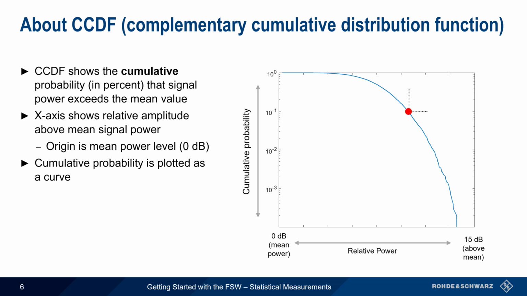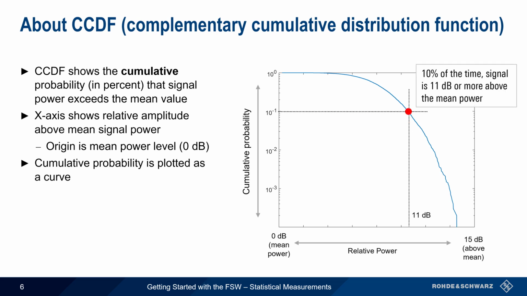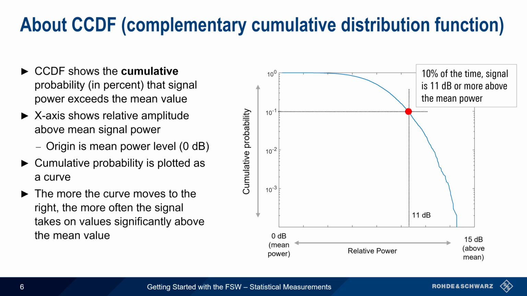For example, this point along the graph indicates that 10% of the time, the measured signal was 11 dB or more above the mean signal power. Therefore, the more a CCDF curve moves to the right, the more often the signal takes on values that are significantly above the mean value, and thus the higher the crest factor or peak-to-average power ratio of the signal.